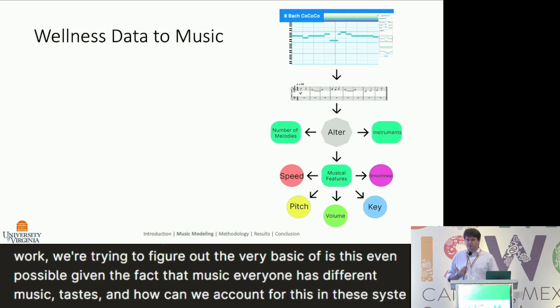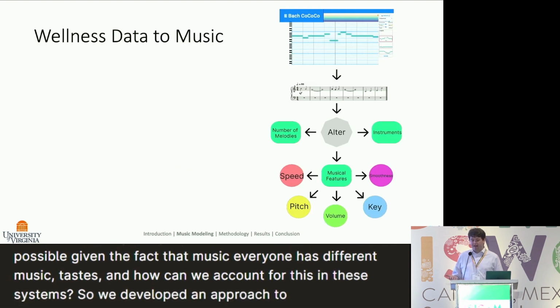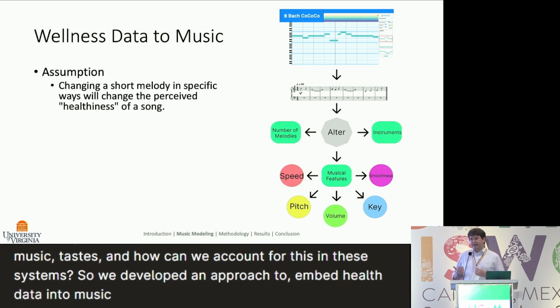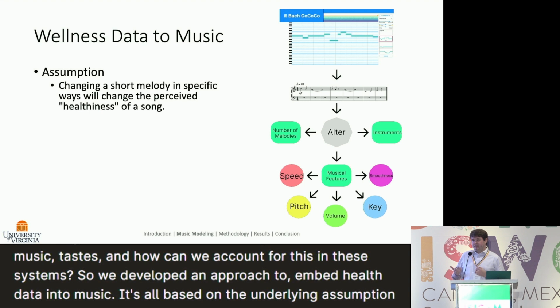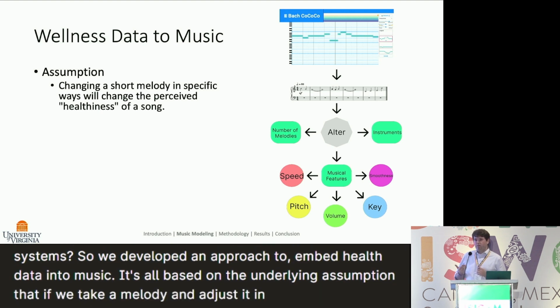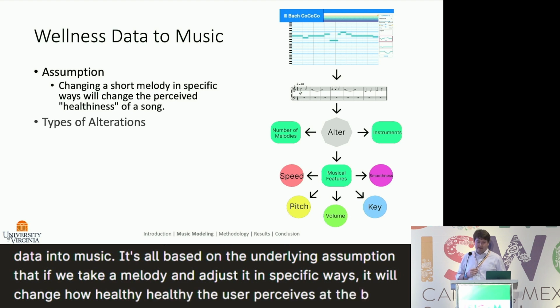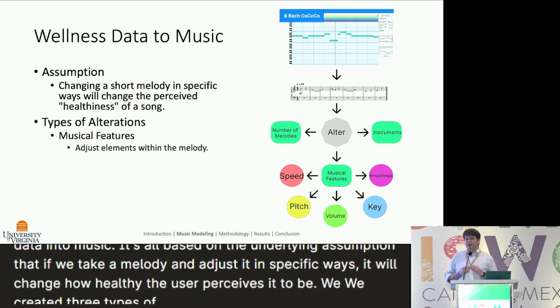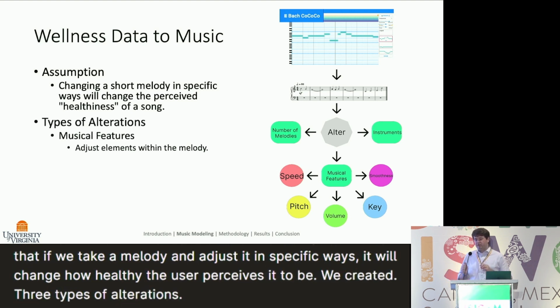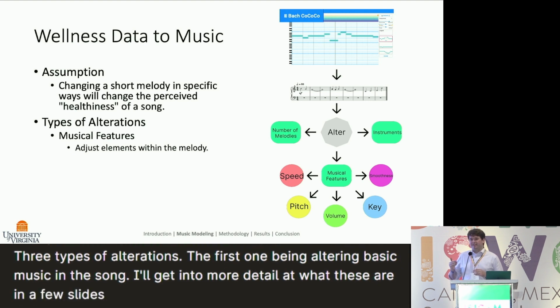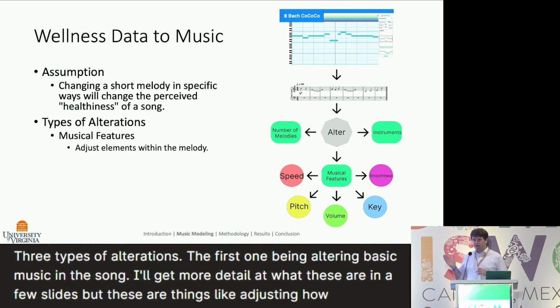So we developed an approach to embed health data into music. It's all based on the underlying assumption that if we take a melody and adjust it in specific ways, it will change how healthy the user perceives it to be. We created 3 types of alterations, the first one being altering basic music features within the song. I'll get into more detail about what these are in a few slides, but these are things like adjusting how fast the song is, or as we heard, the pitch.